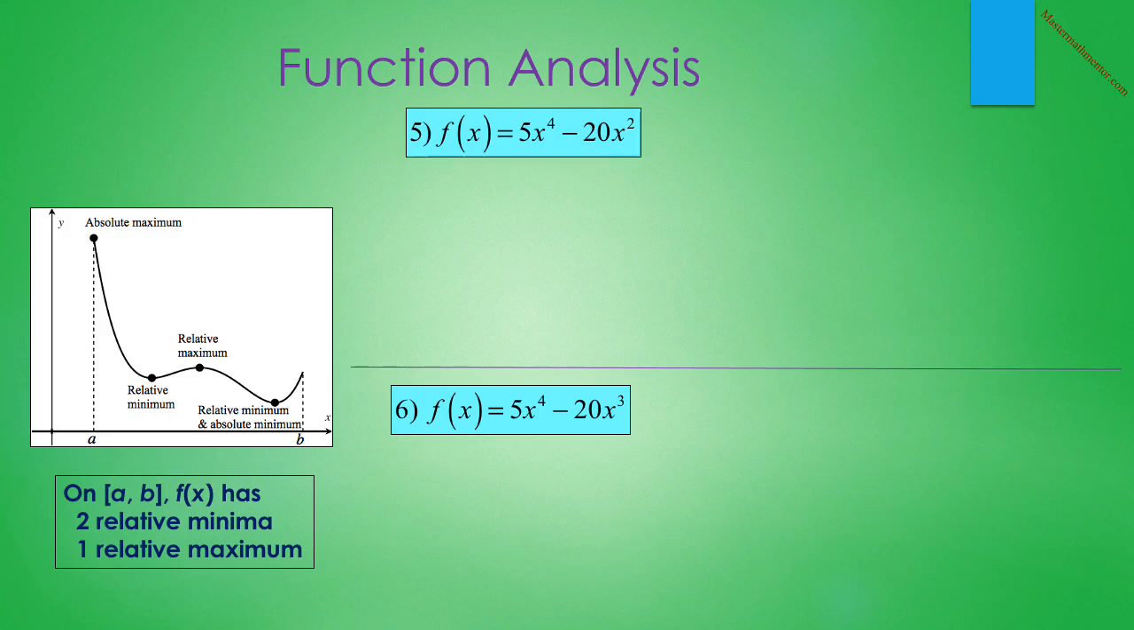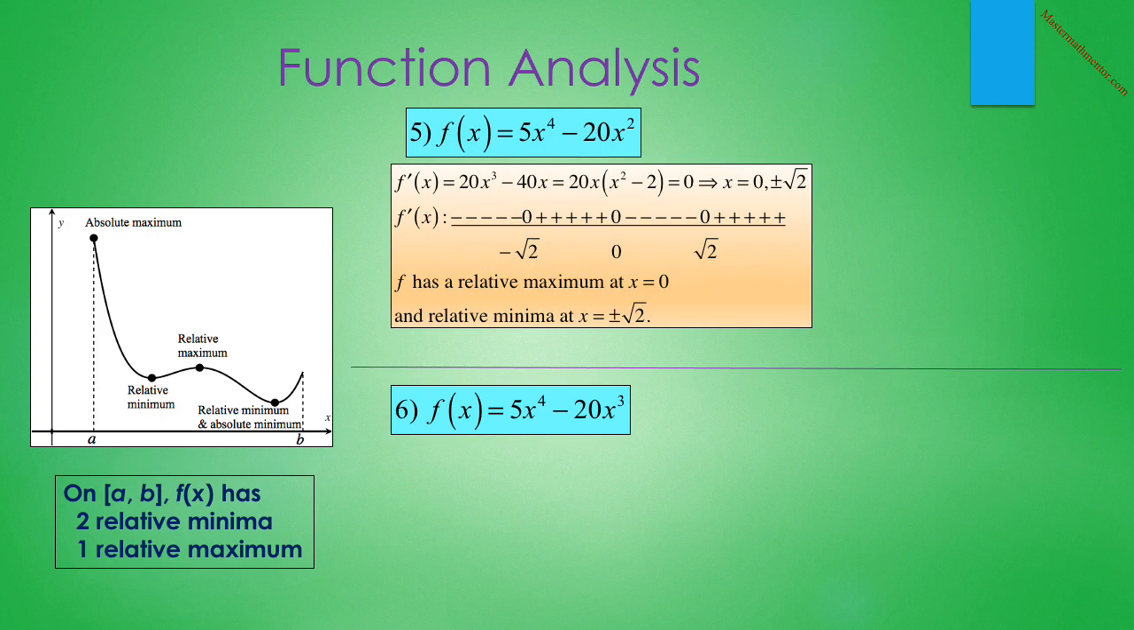Problems 5 and 6 ask you to find relative extrema of the given functions. When we say to find relative extrema, we're interested in the x value where these occur. 5 reads f of x equals 5x to the fourth minus 20x squared. Our first job is to find the first derivative, which is 20x to the third minus 40x. We factor that into 20x times the quantity x squared minus 2, and set it equal to 0, getting x equals 0 and plus or minus square root of 2.